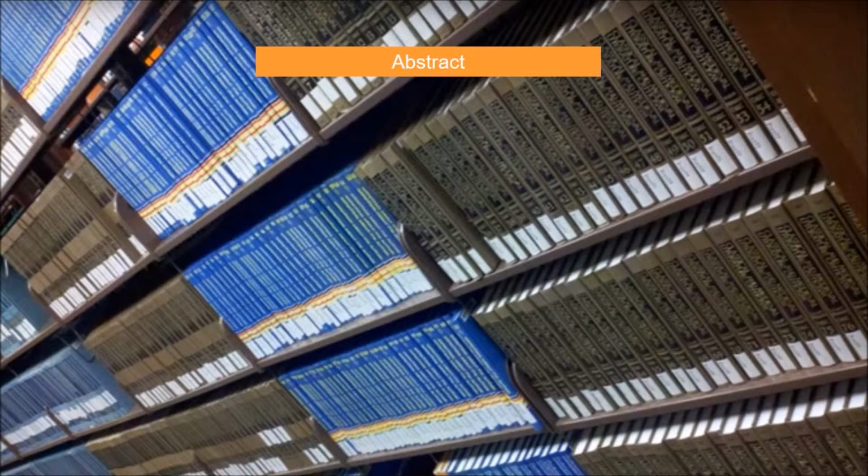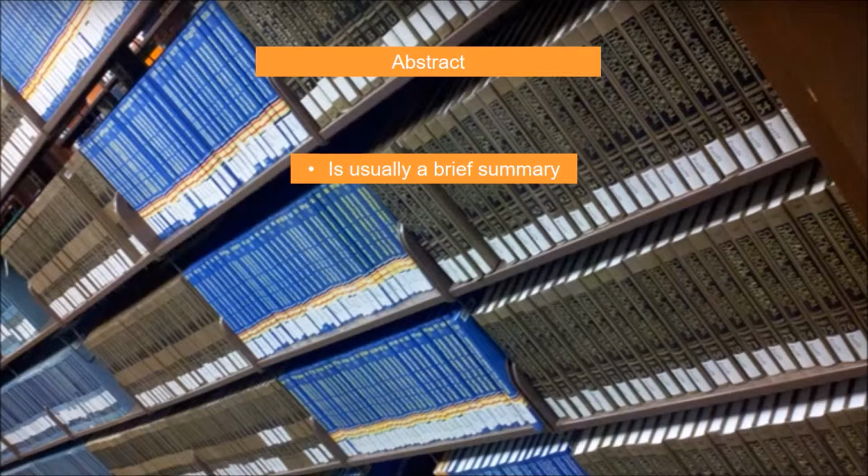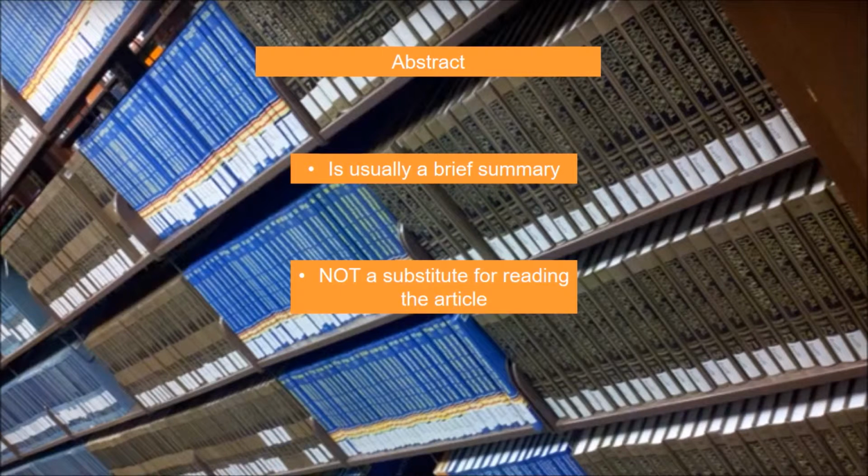The abstract of an article usually gives a brief summary of what the article is about and may include results and conclusions. However, an abstract is only a brief overview to help you decide whether or not you want to invest time in reading the article. It is in no way meant as a substitute for reading the article.